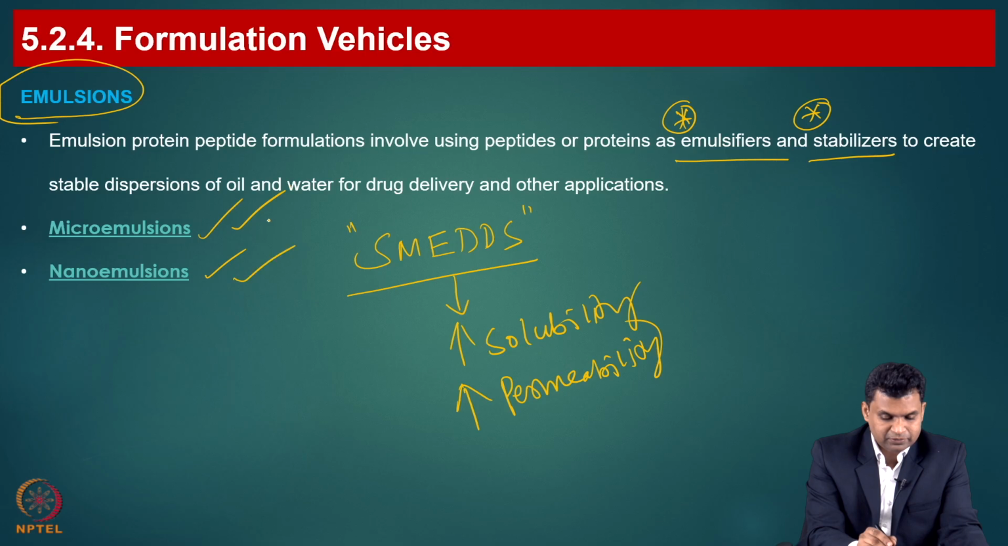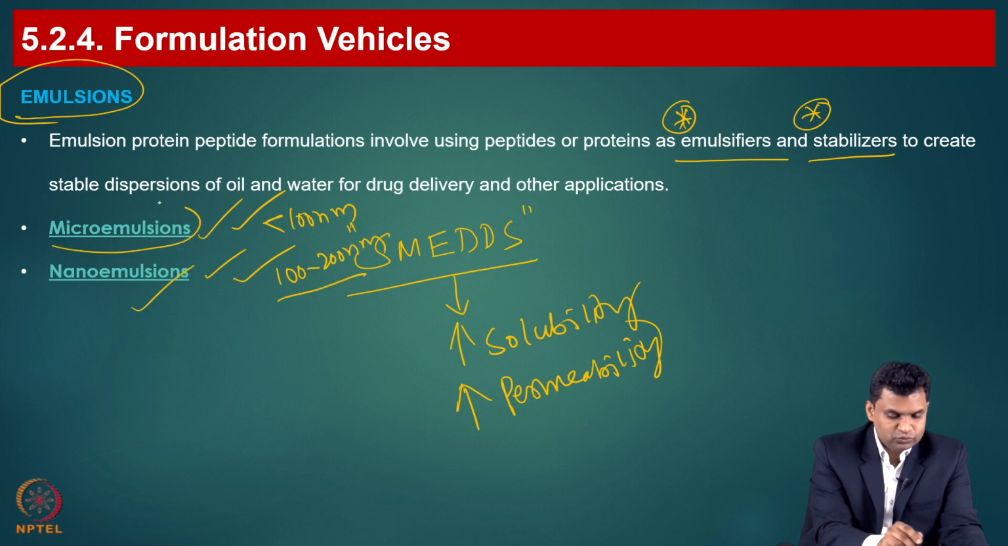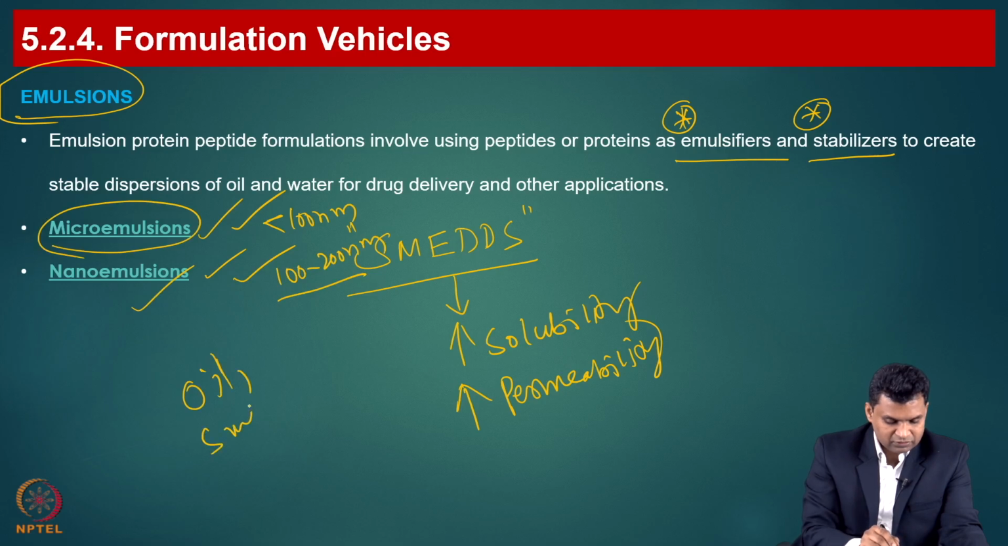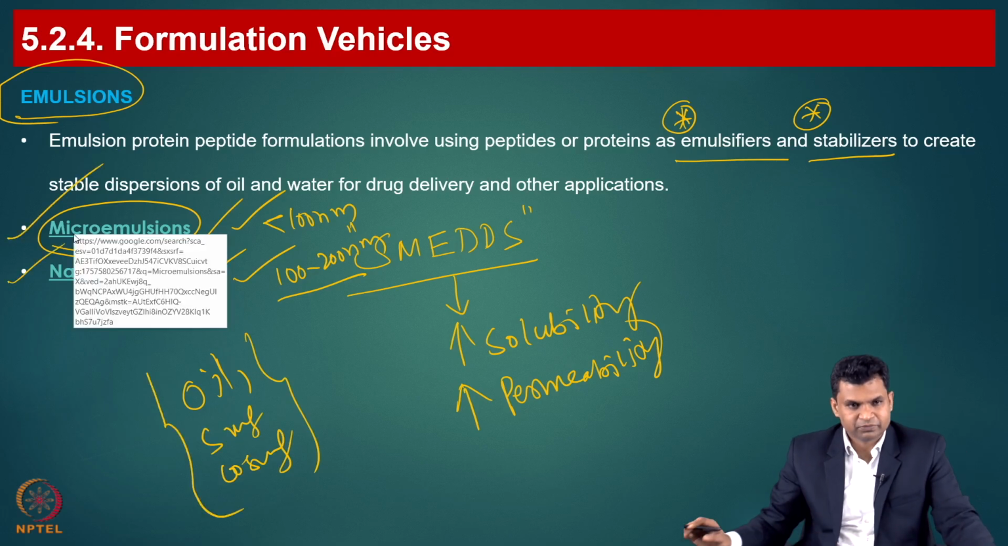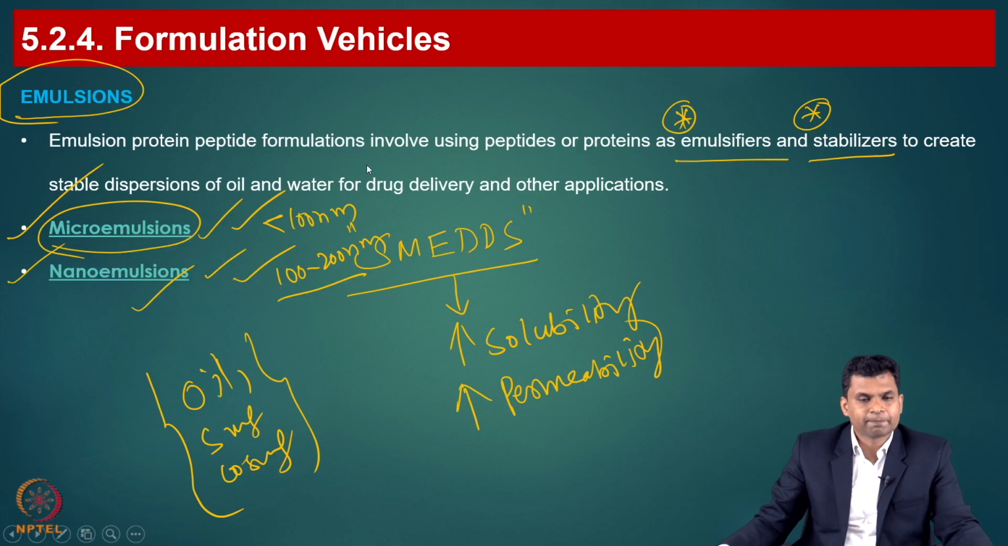Both are different formulations: one is thermodynamically stable, another is kinetically stable. The nano size may come below 100 nanometers, or it may come to 100 to 200 nanometers, where energy is required. Here we use oils, surfactant and co-surfactant, and this is a very clear and transparent emulsion, whereas the other one you will see as some hazy and white type of emulsion.